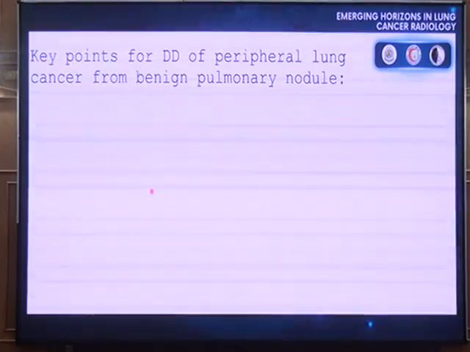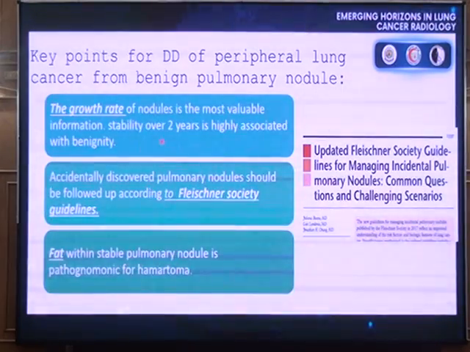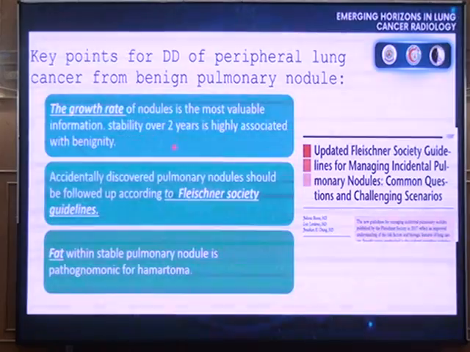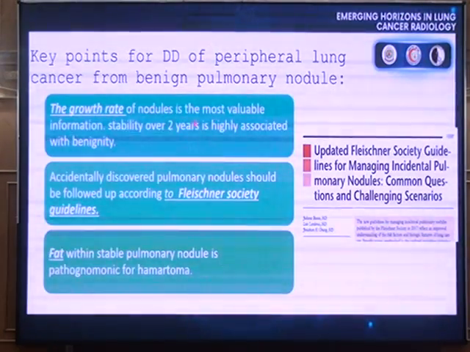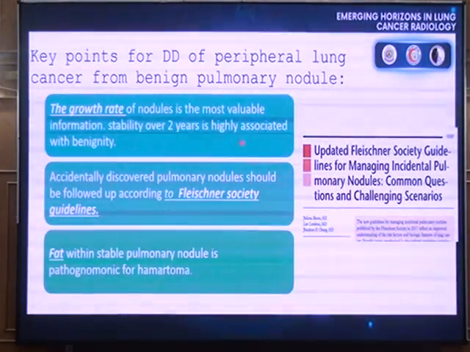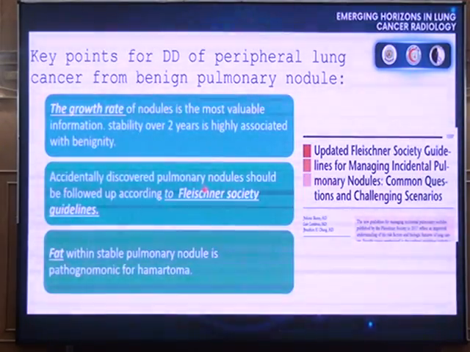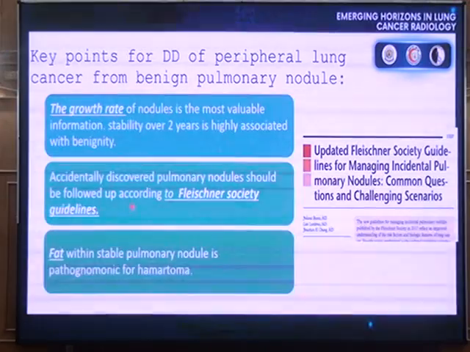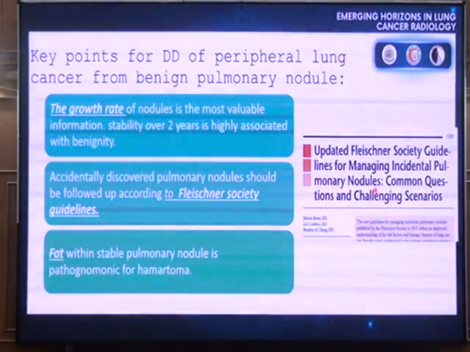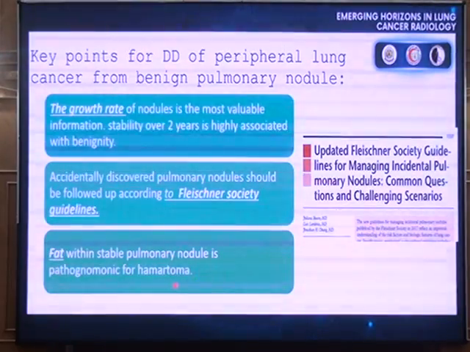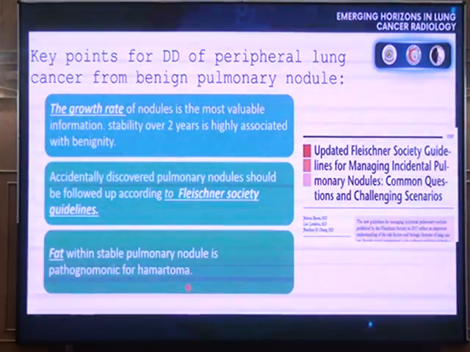So the key points in differentiating a benign peripheral pulmonary nodule from peripheral lung cancer: First, the prior CT, as Dr. Suba said, is the most valuable information, as stability of a pulmonary nodule for over 2 years is highly associated with benignity. Second, when you see an incidentally found pulmonary nodule, it should be followed up according to National Society guidelines. Third, fat within a pulmonary nodule which is stable for a long time is pathognomonic for hamartoma.